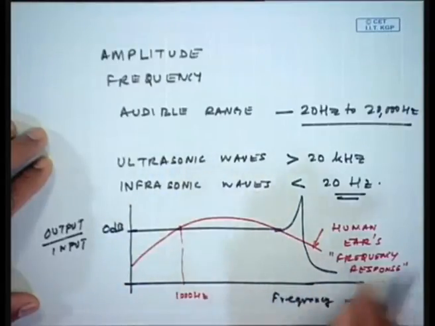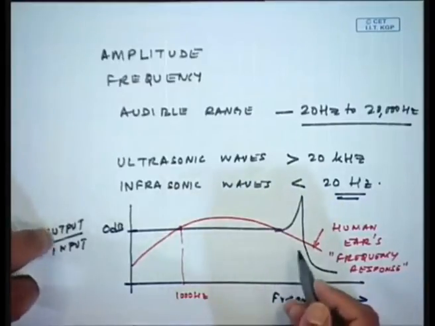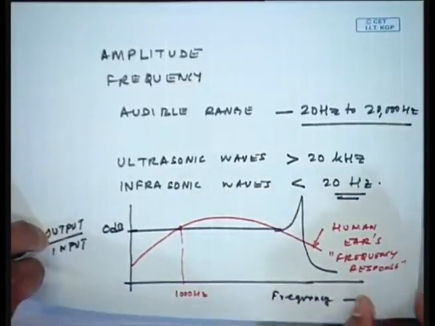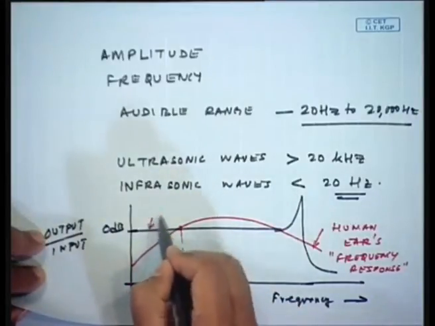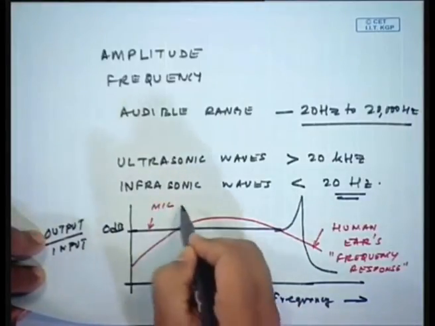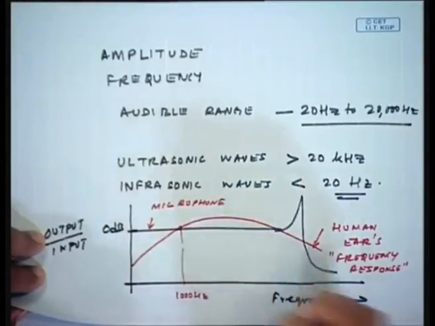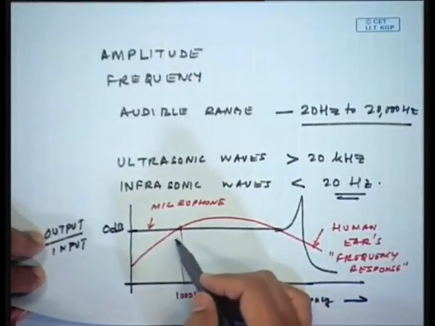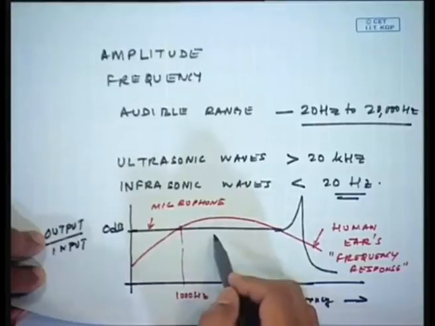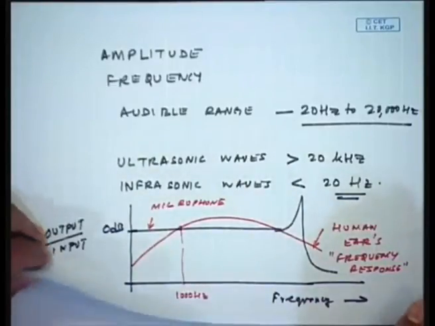Okay, and this is what is known as the weighting function. Any instrument, suppose I measure the sound level with a microphone, I will superimpose this weighting function on the microphone measurement to give what is known as the human weighting.